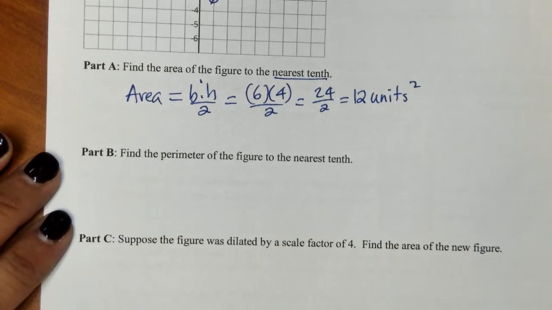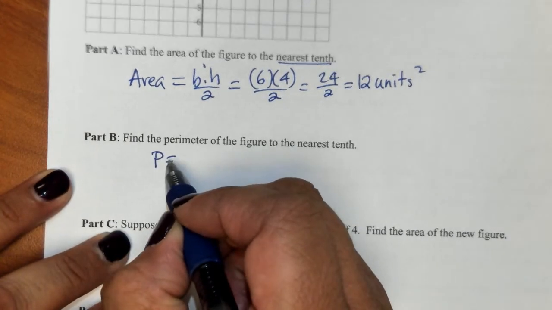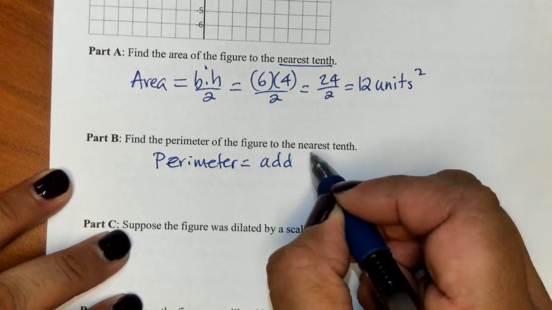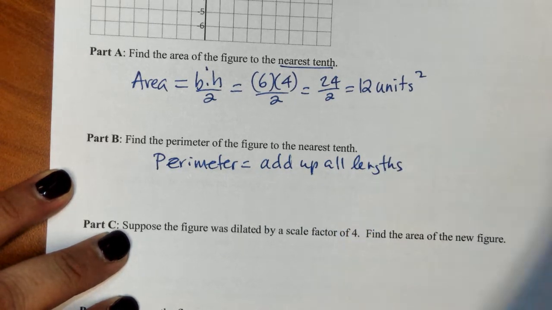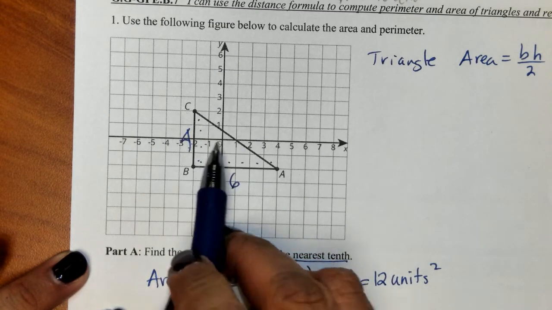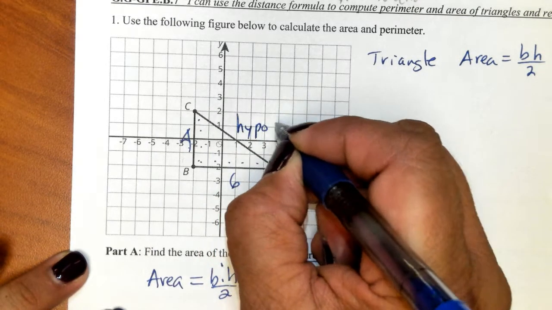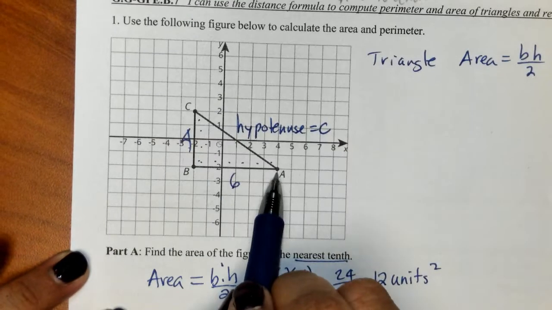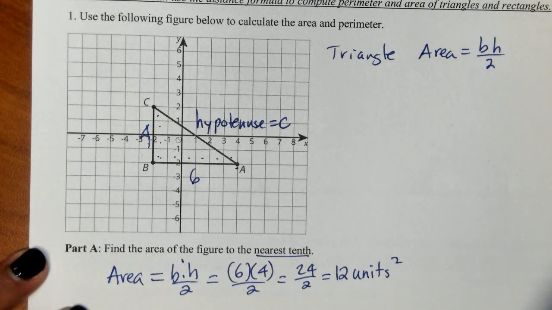Okay, part B. Find the perimeter of the figure to the nearest tenth. Okay, perimeter, let me write this out. Perimeter is add up all sides, add up all lengths. Okay, so if we look back at the picture, we know that we have 6, we know that we have 4, but we do not have A to C. Okay, A to C is called the hypotenuse, and we use C to represent the variable there. Do you guys remember how to solve for C when you have a right triangle?